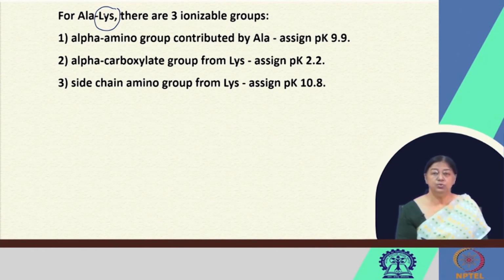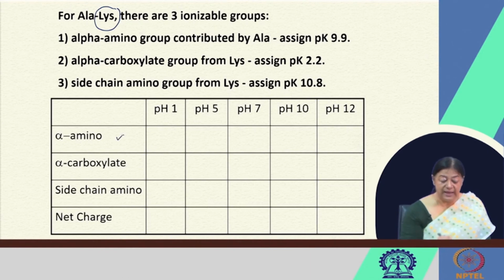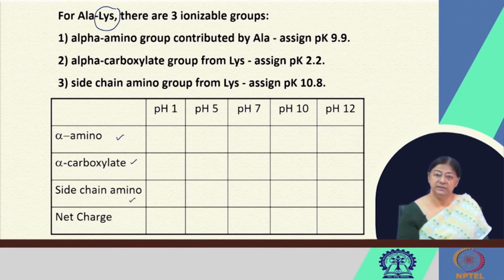So, to do an exercise like this, the best thing is to construct a table with all the possible ionizable groups that are present. So, for this case, we have the alpha amino group contributed by the alanine, we have the carboxylate group contributed by the lysine, and we have the side chain amino group contributed by the lysine. And we want to look at the net charge. Why do we want to look at the net charge?